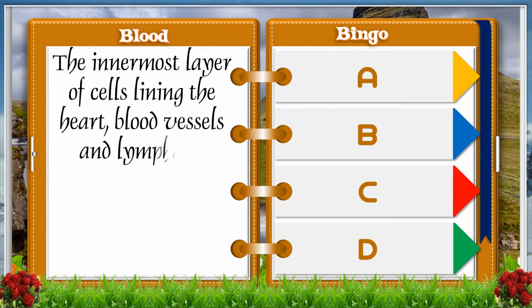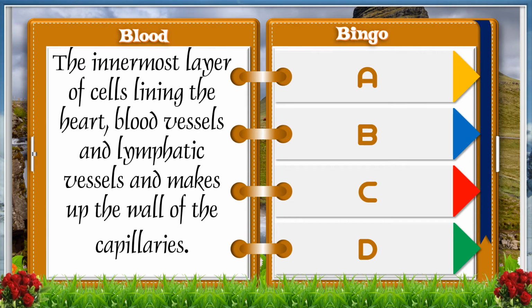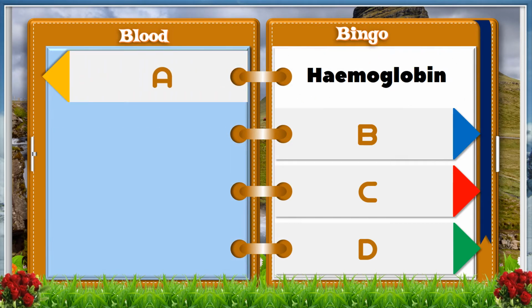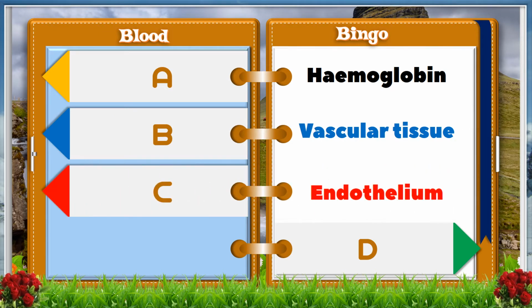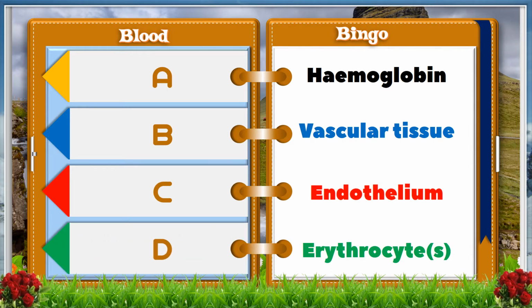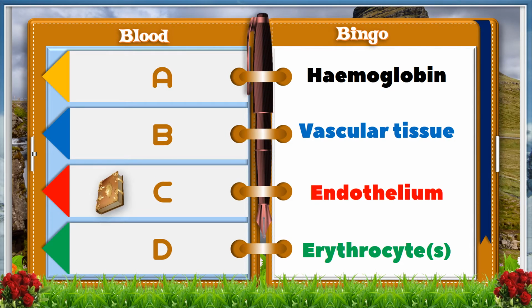The innermost layer of cells lining the heart, blood vessels, and the lymphatic vessels, and makes up the wall of the capillaries. A. Hemoglobin. B. Vesicular tissue. C. Endothelium. D. Erythrocytes. And the answer is C. Endothelium.